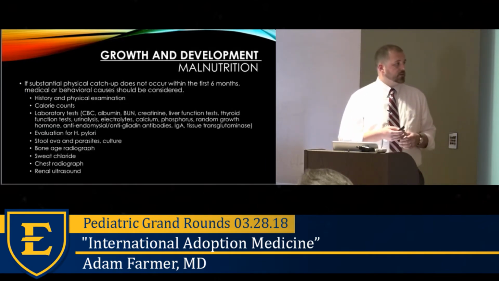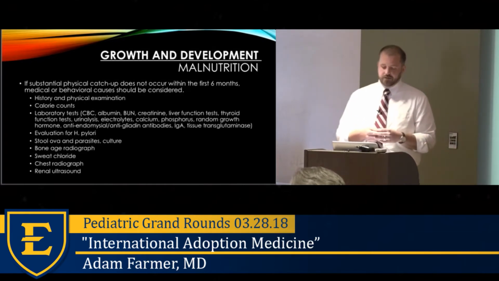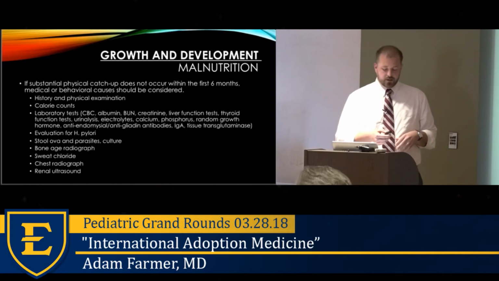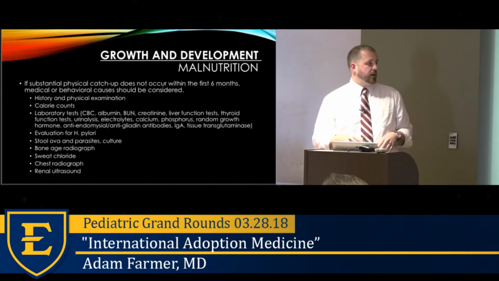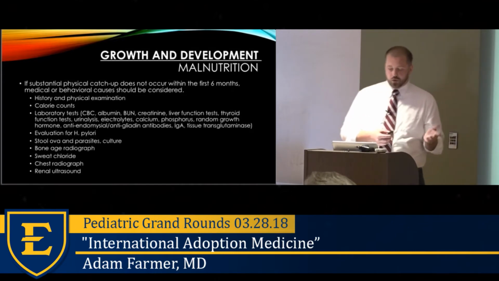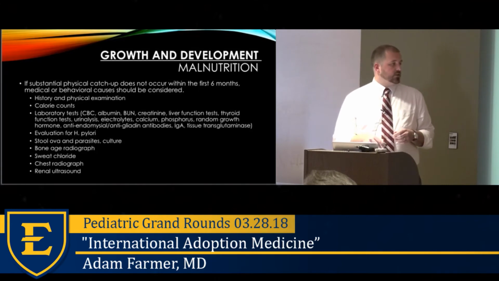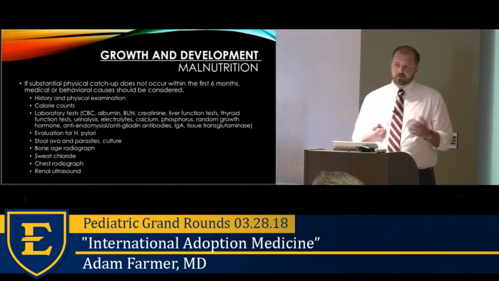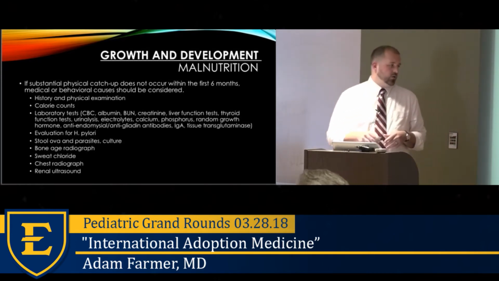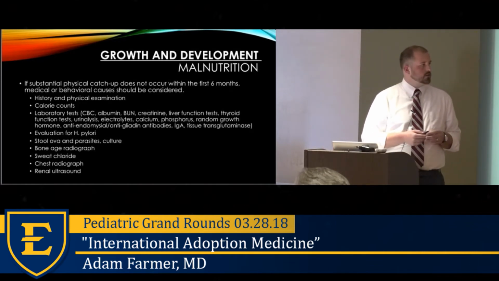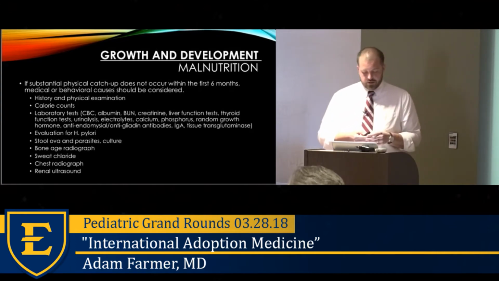If you aren't seeing this physical catch-up growth quickly within the first 6 months, you've got to start thinking about other things that could be potentially affecting their growth and development. Again, you want to continue to do history and physical, calorie counts. You have to do a little bit more of labs to rule out other causes of poor growth. Things like H. pylori, stool test, bone age, sweat chloride test for CF, chest x-rays to rule out things like TB, renal ultrasound. If you were to see nephrolithiasis, you might start thinking about renal tubular acidosis as a cause for the poor growth.